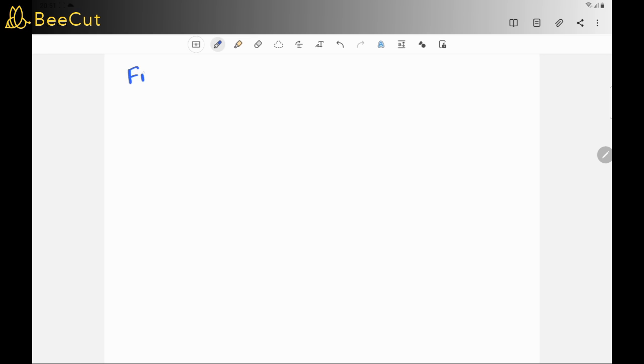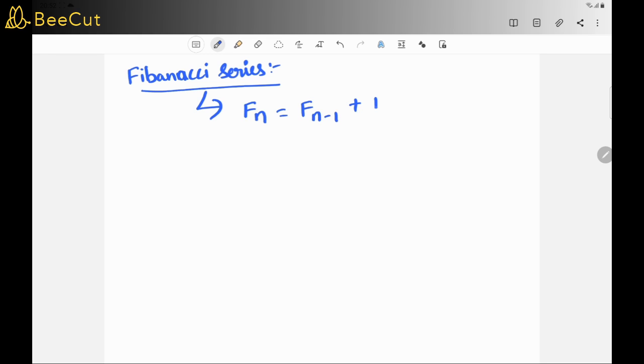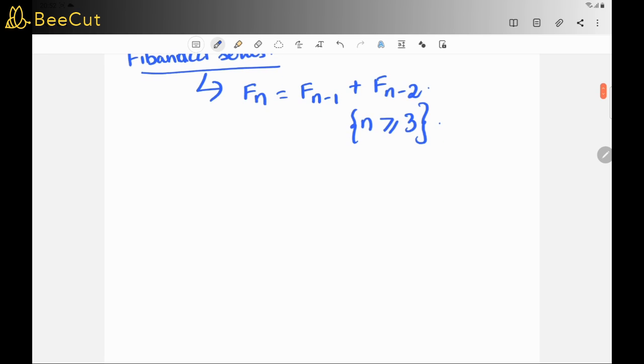The name of the series is Fibonacci. Fibonacci is the name of an Italian mathematician. The series is given by him. So the series states that the nth term of the series is the summation of two previous terms in that series, provided n is greater than or equal to 3. This is what the series states.